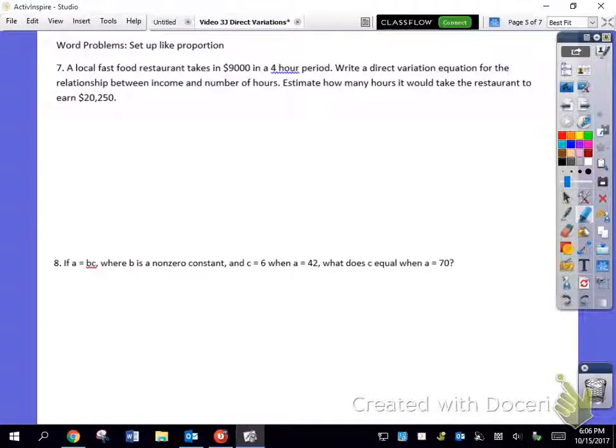Number 7. A local fast food restaurant takes in 9,000 in a 4-hour period. Write a direct variation. Guys, anytime you see direct variation, set up a ratio proportion. What two things are you comparing? Money to hours. Okay? So let's go through and let's look. Money is going to go on the top. I've got 9,000 and I've got 20,250. And then what's the other thing we've got? I've got hours. 4 hours, and it says how many hours.